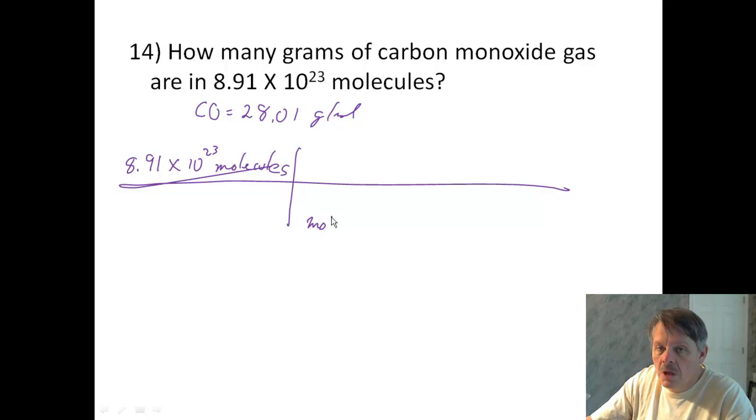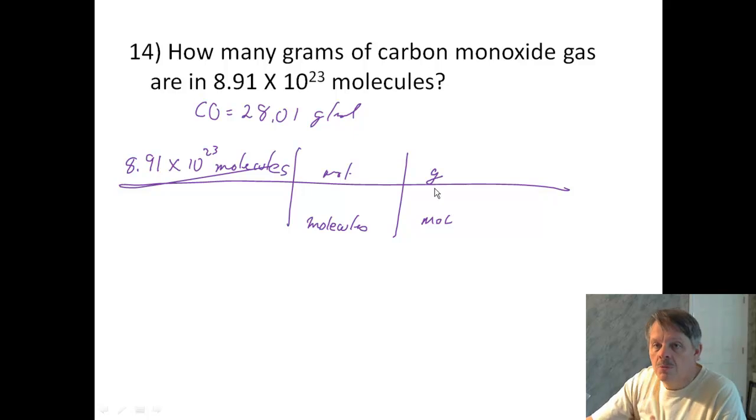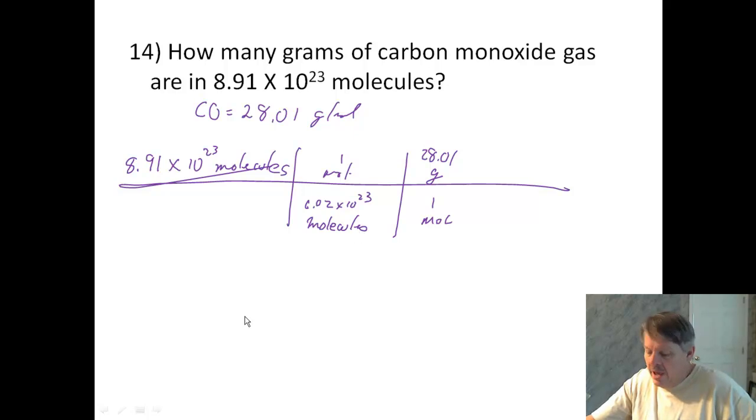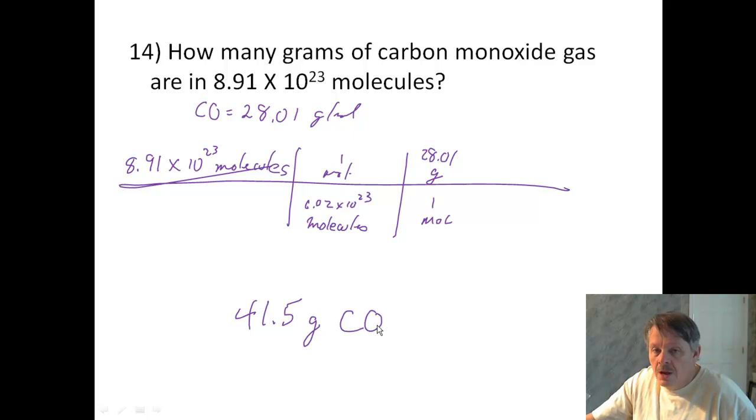And I have to get rid of molecules and go to moles. And then I have to go from moles to grams, because that's what it's asking for. And I know that there are 28.01 grams in 1 mole, and 1 mole is 6.02 times 10 to the 23rd molecules. So when I multiply this out, I'm going to get 41.5 grams of carbon monoxide.